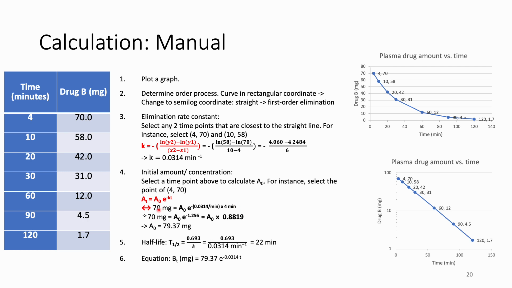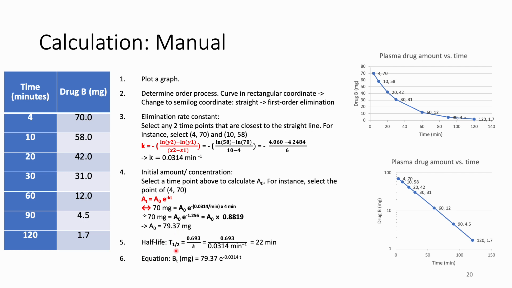Then I calculate step by step: 70 milligram equal to A0, and I calculate the exponent group first, which is exponential minus 1.256. Exponential minus 1.256 equals 0.8819. So finally, I calculate A0 equal to 79.37 milligram. So from the data plot here, I can calculate the initial amount of drug in the plasma, the maximum in plasma, is 79.37 milligram.